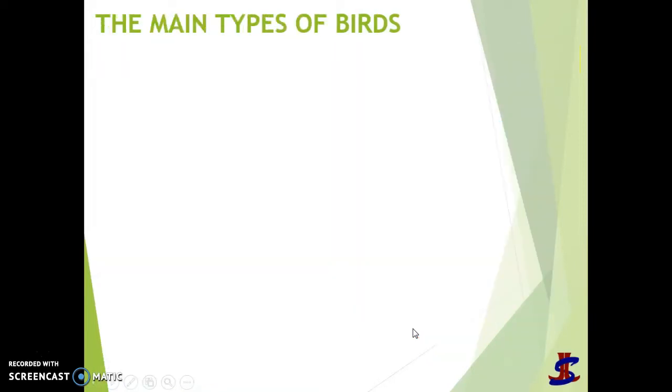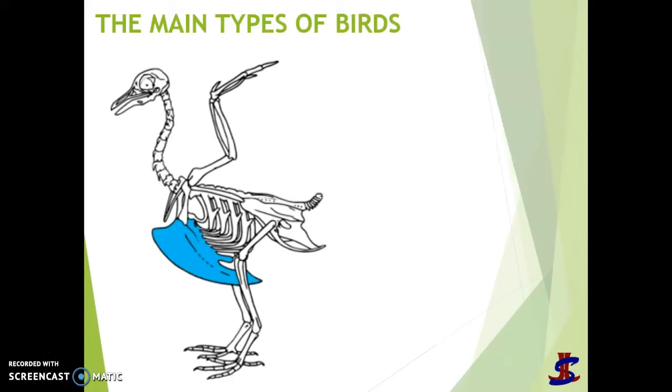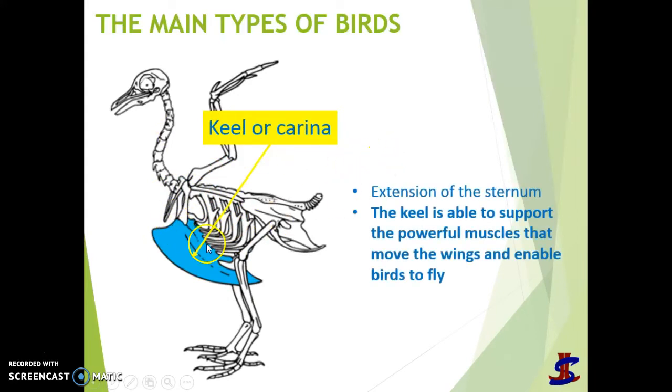Main types of birds. In this case, it is going to be easier than in the reptiles. Take a look at this. This is the skeleton of a bird that flies, and you see this bone here in blue. This is called the keel or carina. Okay? This is an extension of the sternum. The sternum is a bone which you have in the middle of your chest, and you can touch it. It's very hard.